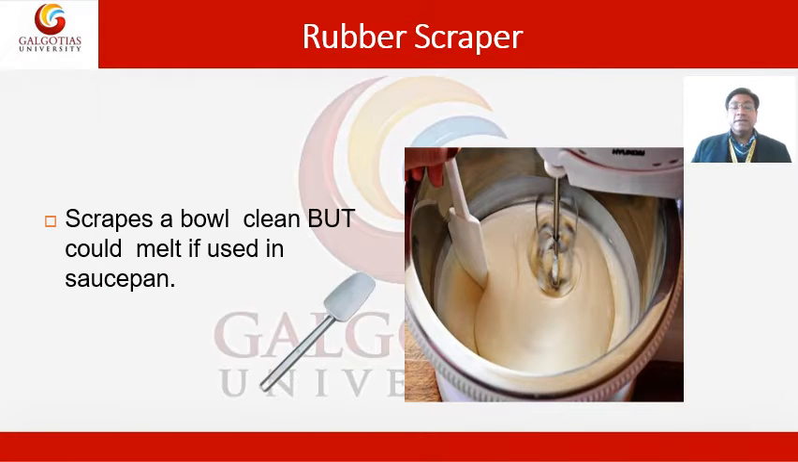Then we have a rubber scraper. A rubber scraper, as the name says, is used to scrape a bowl clean, but it could melt if used in a saucepan. So we have to use it very, very cautiously. But nowadays, special spatula rubber scrapers are available that can withstand high heat as well. So we need to check what temperature they can withstand. Generally, if they are made of fibers, they can withstand a very high temperature, around 250-300 degrees Celsius. But the normal plastic rubber spatula can melt in high heat. So we need to be cautious.